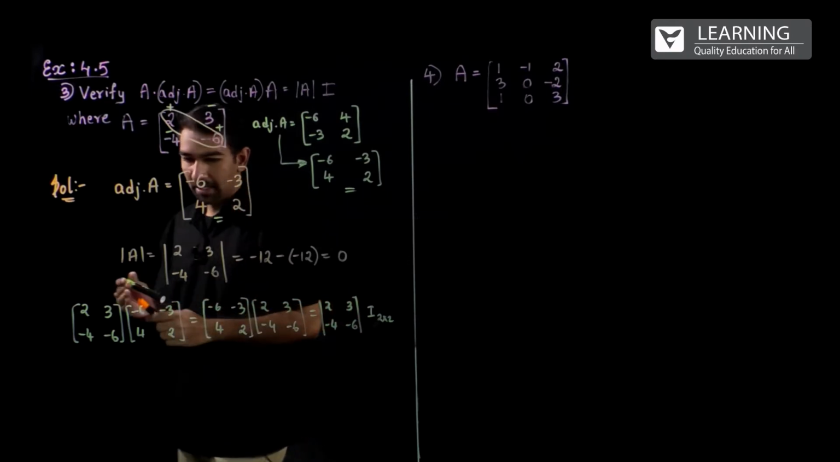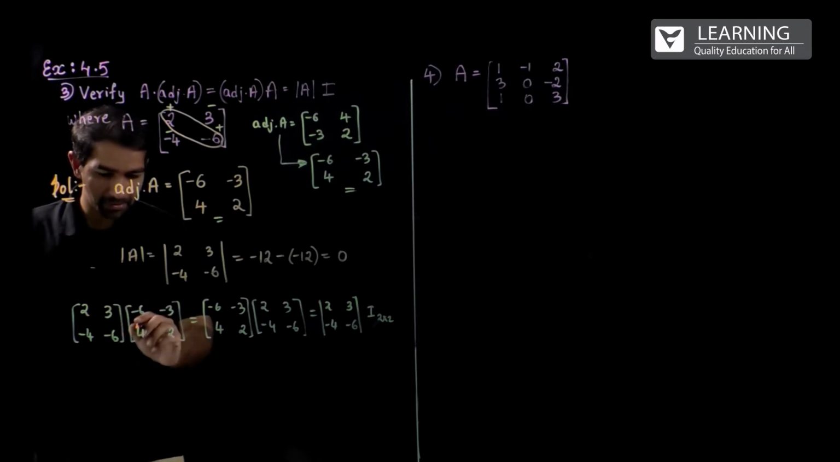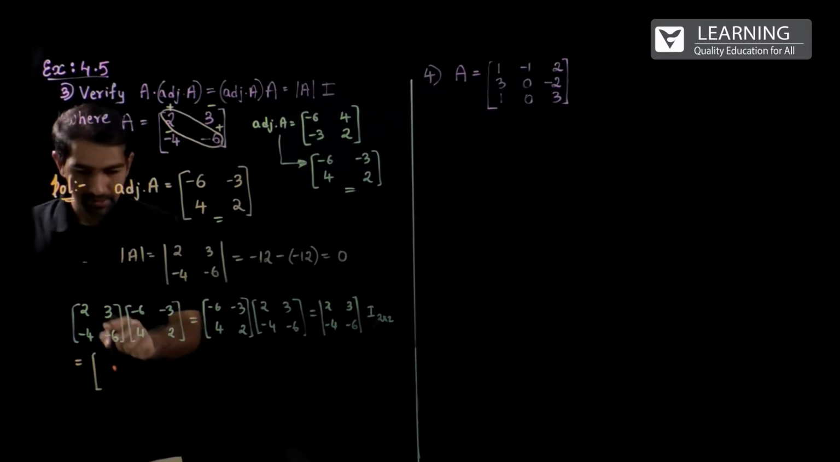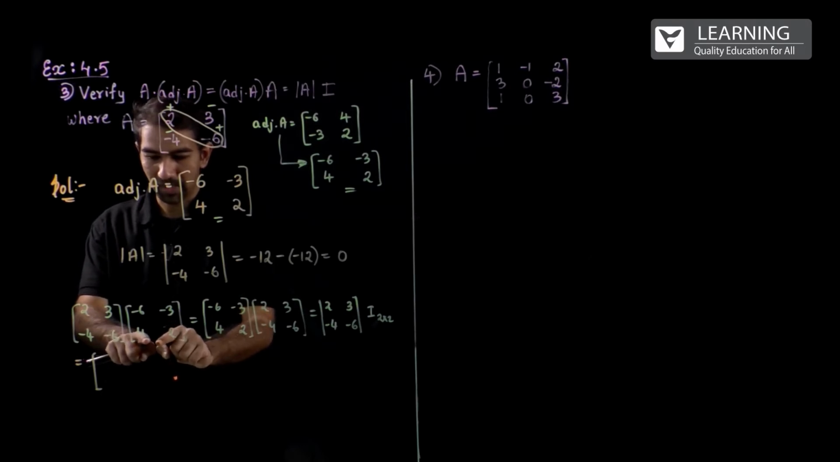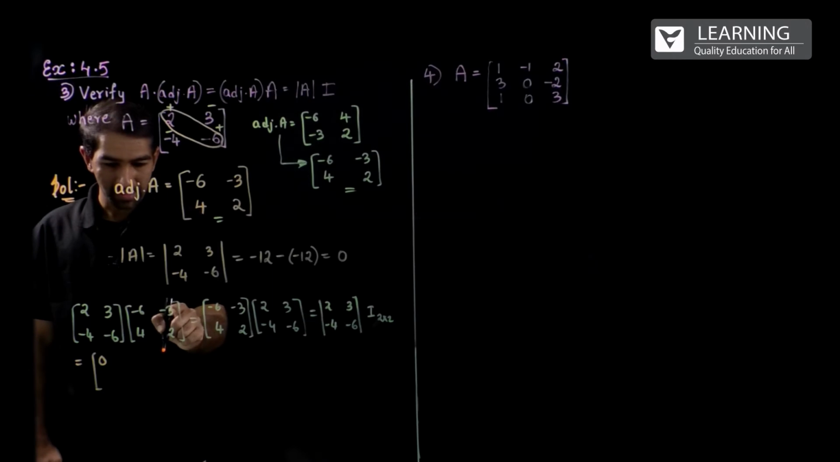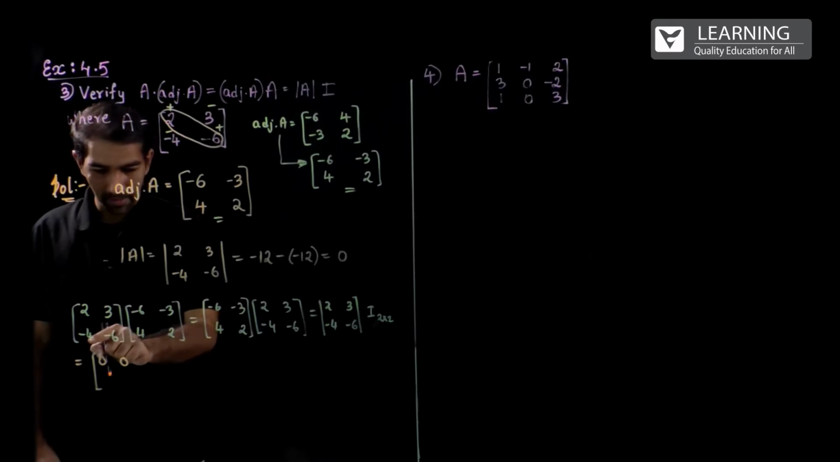Now do the matrix multiplication here. So the orders are, the number of columns in A is equal to the number of rows of B. So therefore matrix multiplication can be carried out. So 2 into minus 6 is minus 12. 3 into 4 is plus 12. Minus 12 plus 12 is 0. 2 into minus 3 is minus 6. 3 into 2 is plus 6. Minus 6 plus 6, again we will be getting 0. Minus 4 into minus 6 is plus 24. Minus 6 into plus 4 is minus 24.